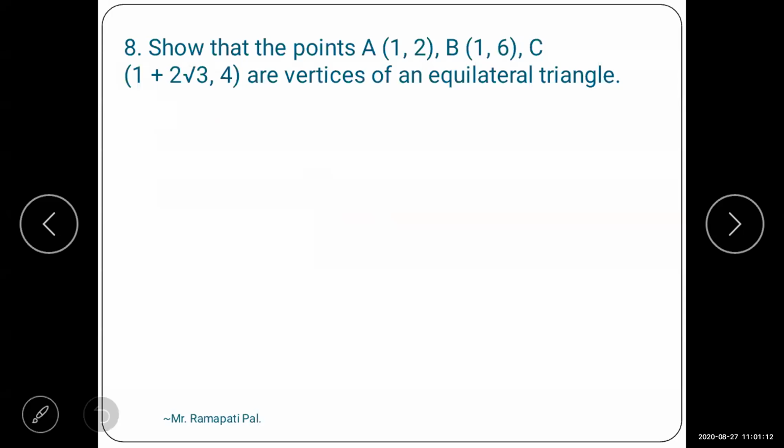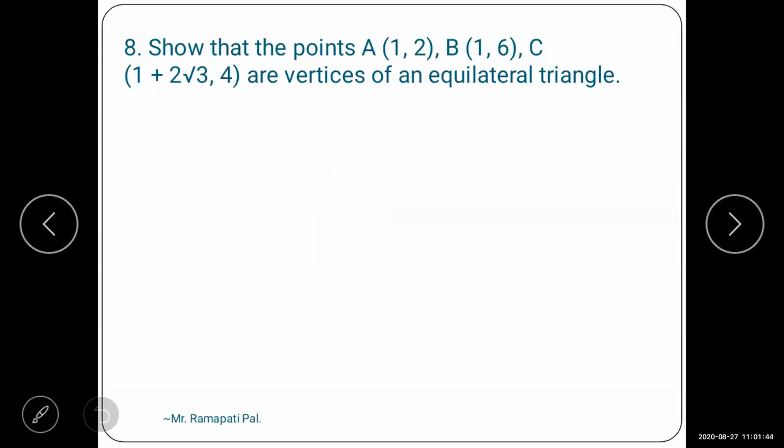Show that the points A, B and C are the vertices of an equilateral triangle. So all of you know what is an equilateral triangle? Write fast. What is an equilateral triangle? Yes. Very good. Equilateral triangle: all three sides are equal. Correct. A triangle having all three sides equal.